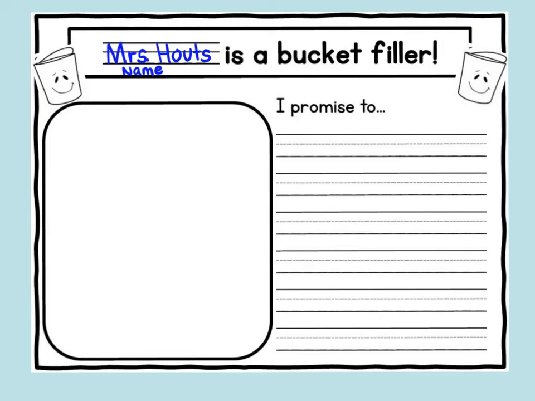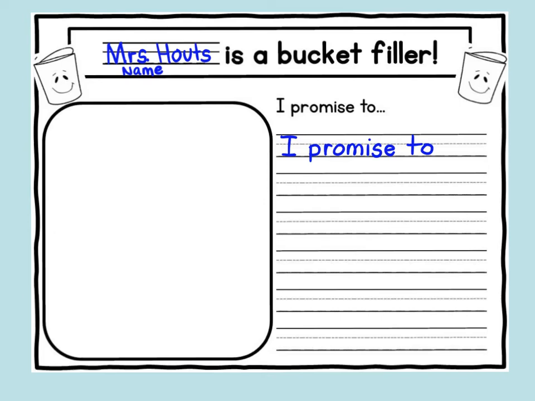And then it has a sentence starter for us. I promise to. And you are each going to think about what you can promise to do to be a bucket filler. Try to think of 2 things that you can promise to do. You can definitely put more than that if you have space, or you can flip the paper over and write more on the back if you would like. So go ahead and rewrite that sentence starter. Write, I promise to. So that way you are writing your own full complete sentence or 2.